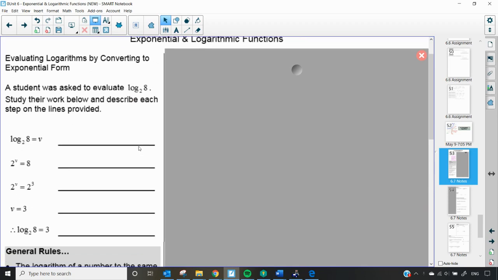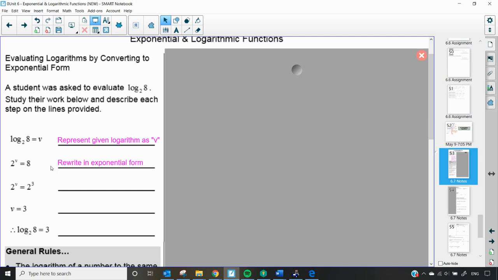A student was asked to evaluate log base 2 of 8. We're going to take a look at the steps here and use these to determine what was done in order to determine the value of the logarithm. So if we look at our first step here, we have log base 2 of 8 equals v. Essentially, the student has rewritten the logarithm and set it equal to v. So they've said, let's let log base 2 of 8 equal v.